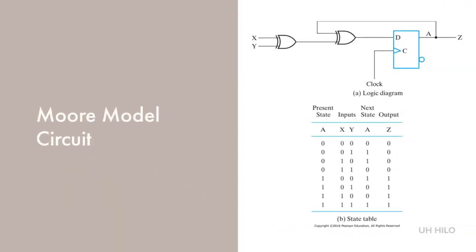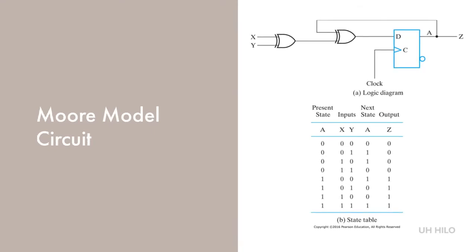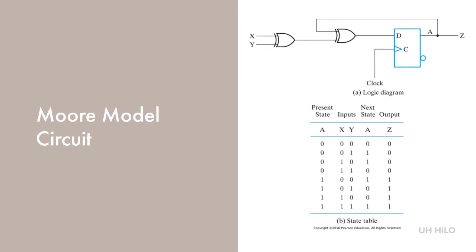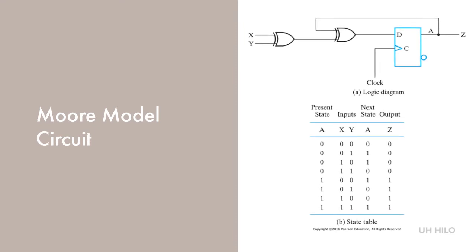This is an example of a Moore model circuit. The state table has one column for the present state and one column for the inputs. The next state and output are also in single columns. Next state is derived from the flip-flop input equation, which specifies an odd function. The output column is simply a copy of the column for the present state variable A.